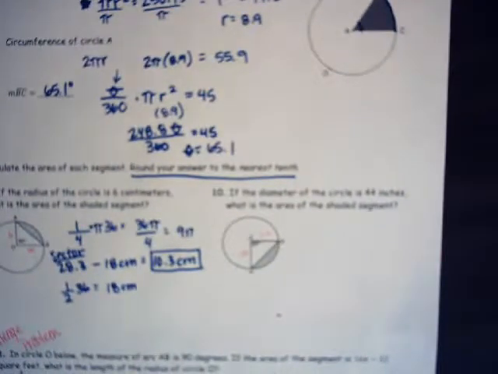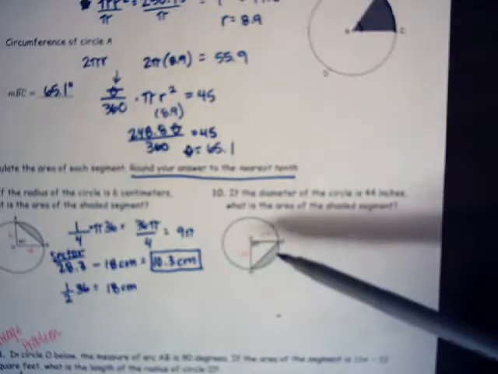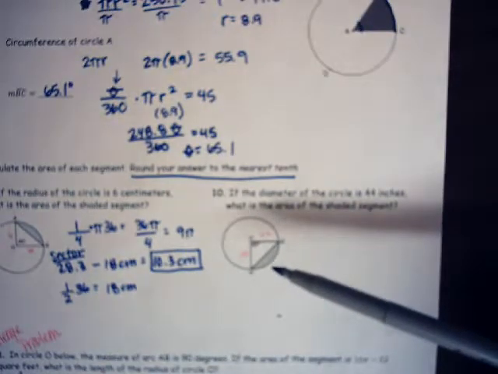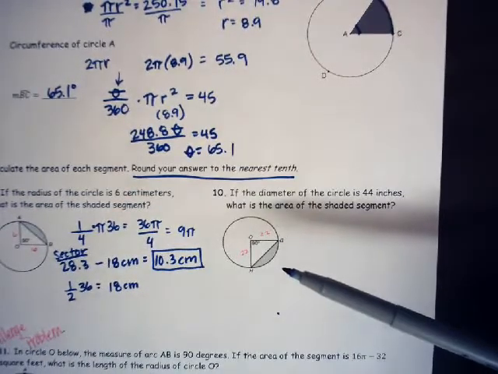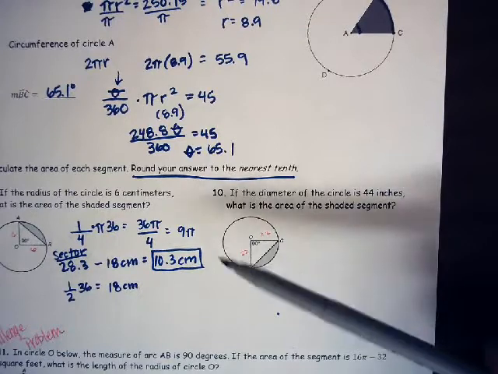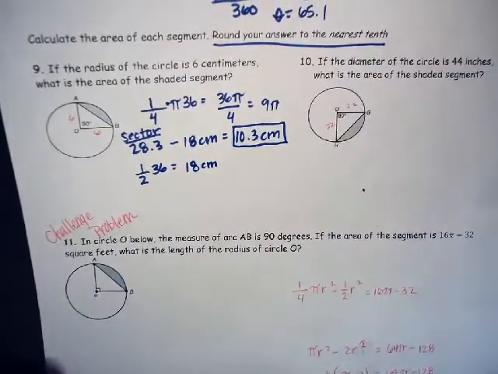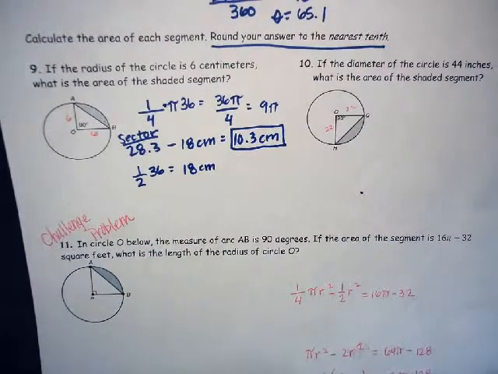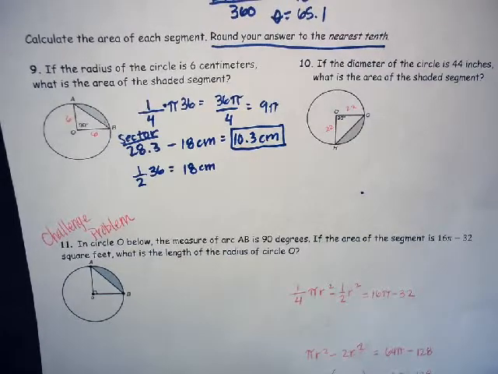Number 10 is exactly like number 9, except for it gives us a diameter. So I need to convert that to the radius. So if the diameter is 44, see if we can get this to focus just a little bit better. If the diameter is 44, then the radius is 22. I'm going to do that one exactly like I did number 9. So I'm going to let you try number 10 on your own. And number 11 is a bit of a challenge problem. I'm going to show you how to set it up. Then I want you to see if you can figure out how to work through the steps on your own.